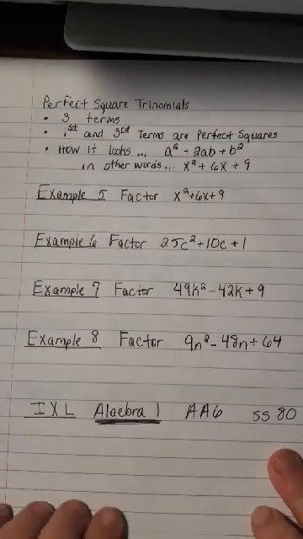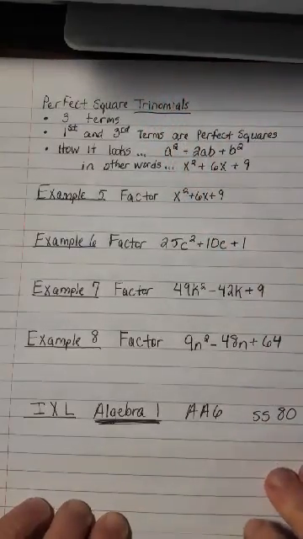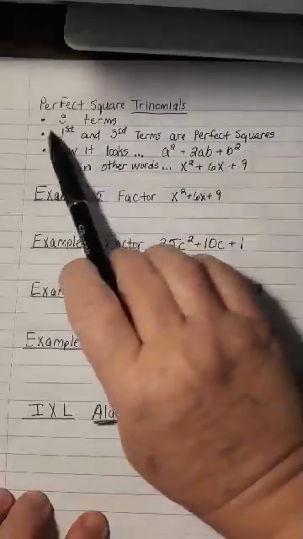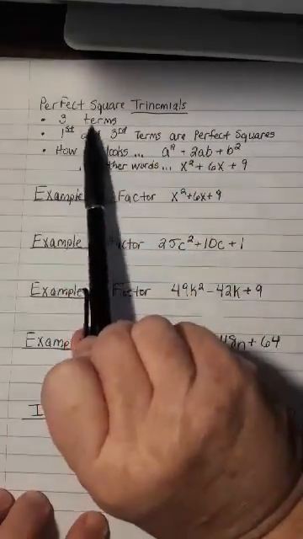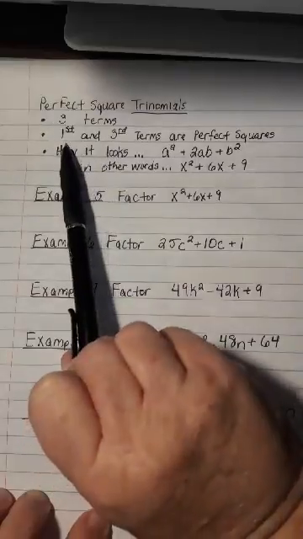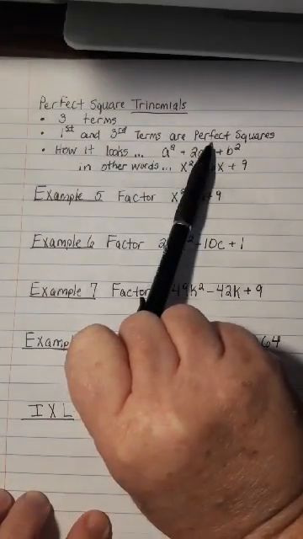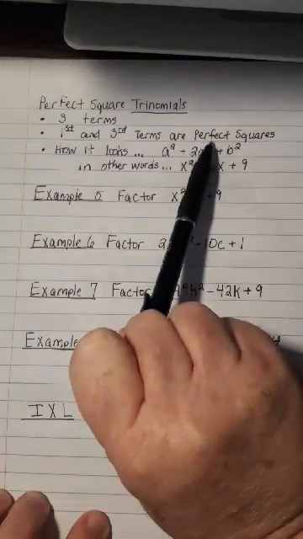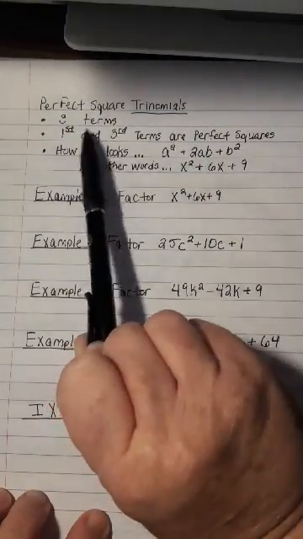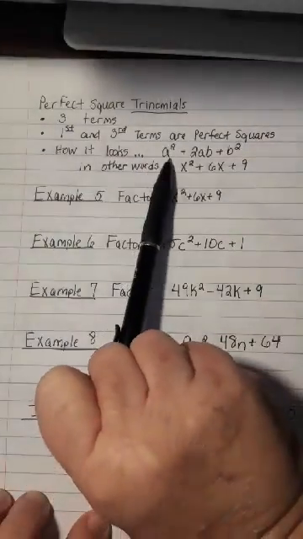Perfect square trinomials have 3 terms. Y'all know trinomial means it has 3. So first thing you want to do is look and see how many terms it has. If there's 3 terms, then you want to check for your first term and your third term being perfect squares. The one in the middle doesn't matter yet. All you are worried about is the first term is a perfect square and the last term is a perfect square, the third term.